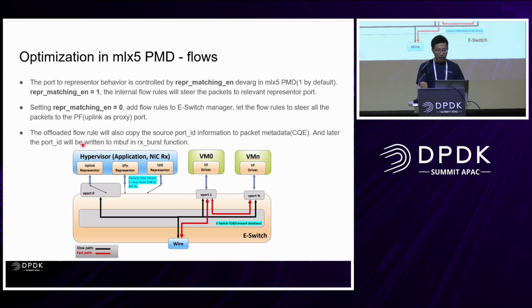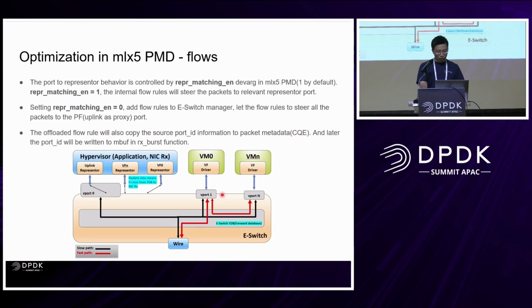So in that case, we will offload the rules to copy the source port ID information to the packet metadata. In our hardware, it is called a cookie. We will have the offload rule set the source port ID to the cookie, so we can get it from the packet metadata. Later, in the hypervisor, it can identify the source port from the mbuf to understand where the packet comes from.